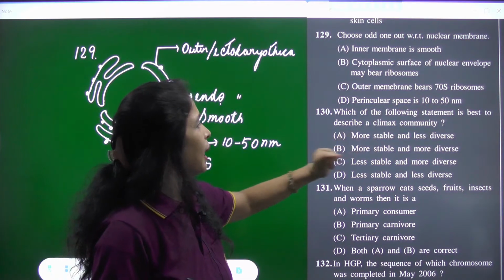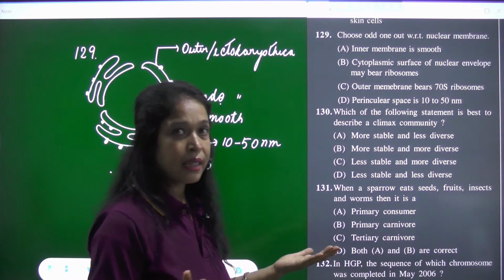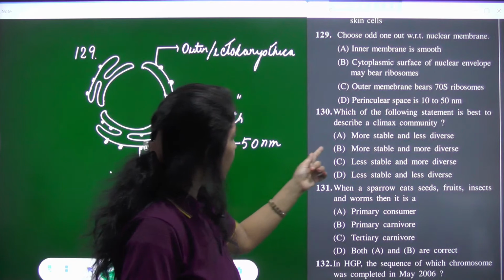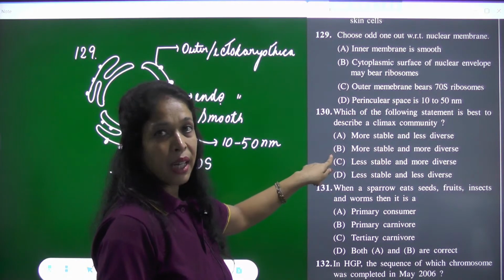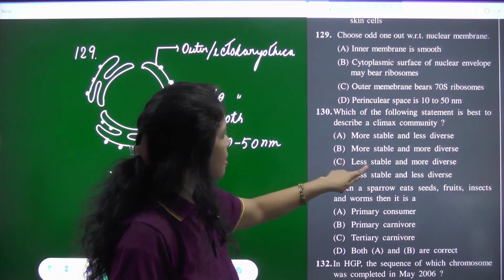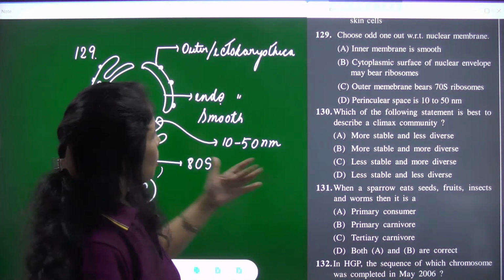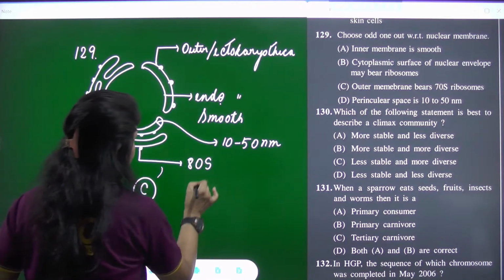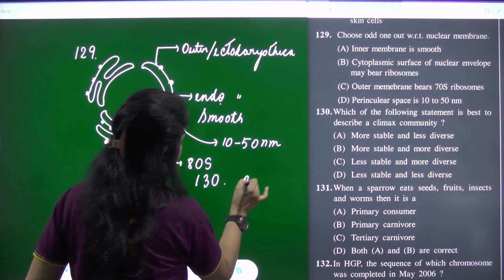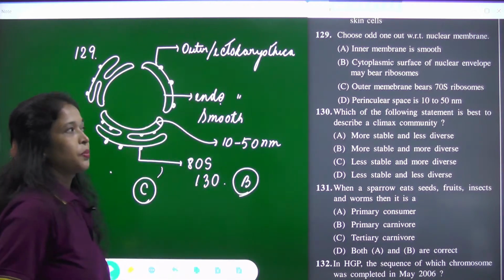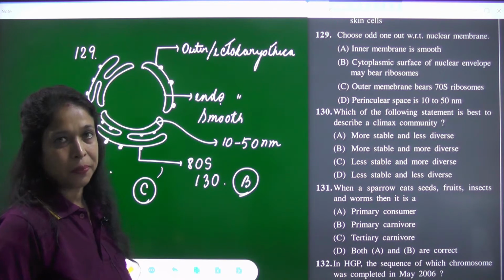More stable and less diverse. No, stable तो है, but less diverse कैसे होगा? More diverse. More stable and more diverse. Yes, ये वाला options correct है. Less stable, no. Less stable and less diverse, no. So for 130, such a easy question, that is more stable and more diverse, climax community.